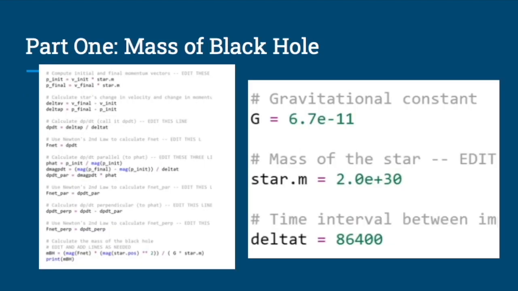So here's my code for part 1 of the lab, where I set delta t equal to the amount of seconds in a day. On the left is the rest of my code, where I use the rate of change of momentum and both its parallel and perpendicular components to find the net force acting on the planet, from which we can find the mass of the black hole using the universal law of gravitation.